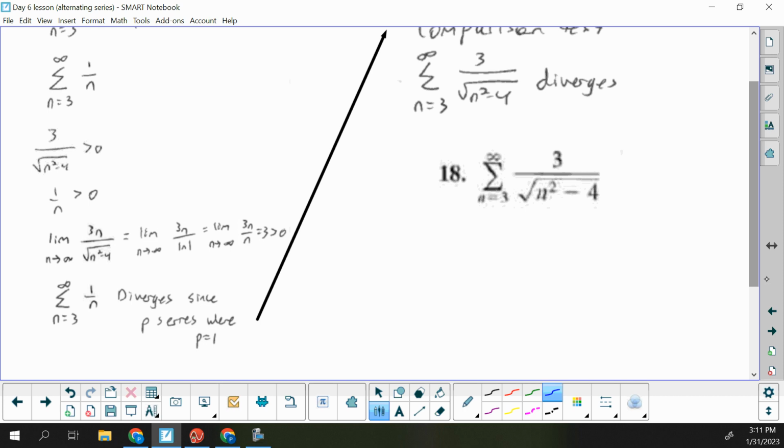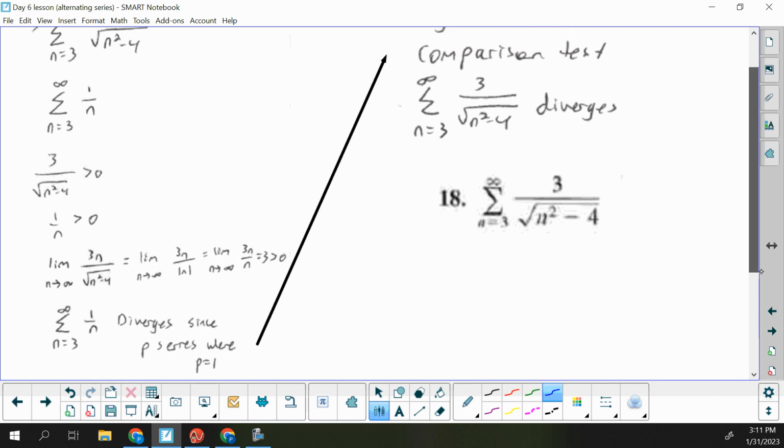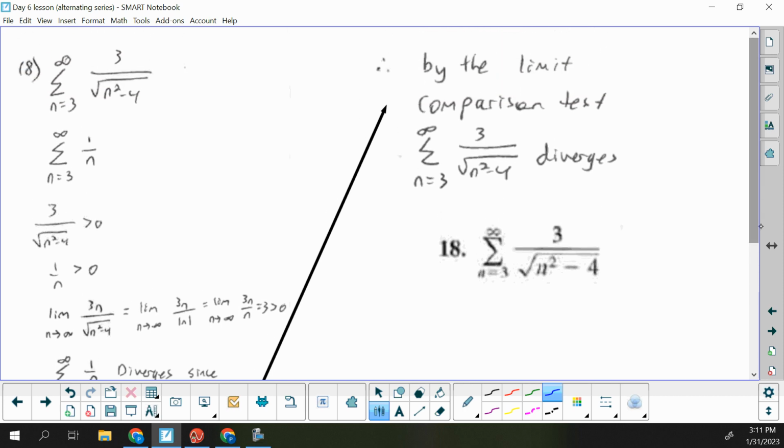When we divide, it's like multiplying by n, so we get a 3n on top. Well, as n goes to infinity, that minus 4 is not doing anything, so that's really like saying square root of n squared, which is absolute value of n. But because we're going to a positive infinity, that's really just n, so the n's wipe out and that goes to 3. 3 is a positive finite value, so therefore our original series does the same thing as our nice series. So we can say by the limit comparison test, our original series there diverges.